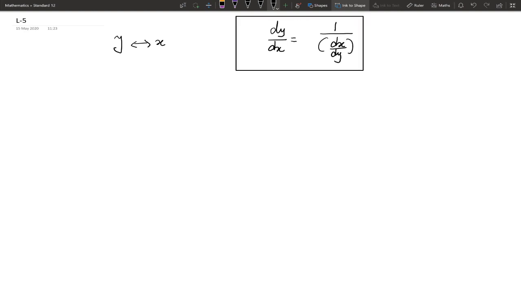Friends, in this lecture we will discuss problems of differentiation. First, let y and x be inverse functions of each other. Then the derivative of the inverse function is dy by dx equal to 1 upon dx by dy. This is the formula for differentiation of inverse functions.